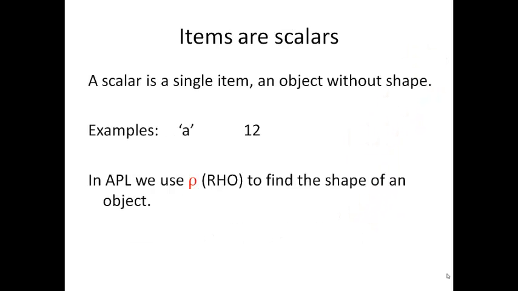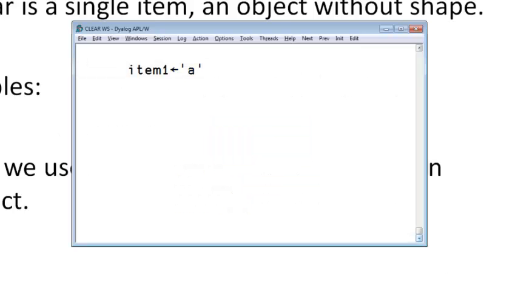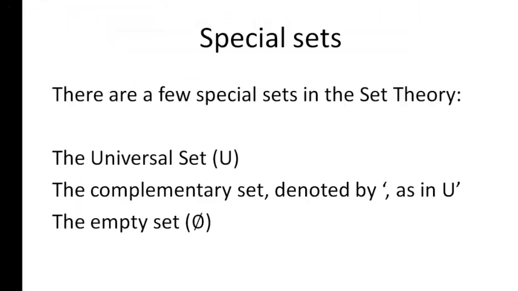Items are a scalar. A scalar is a single item, an object without a shape, for example, the character A or the number 12. In APL, we use rho, the function shape, to find the shape of an object. For example, here we have an item. If we ask for its shape, APL shows nothing. It has no shape.